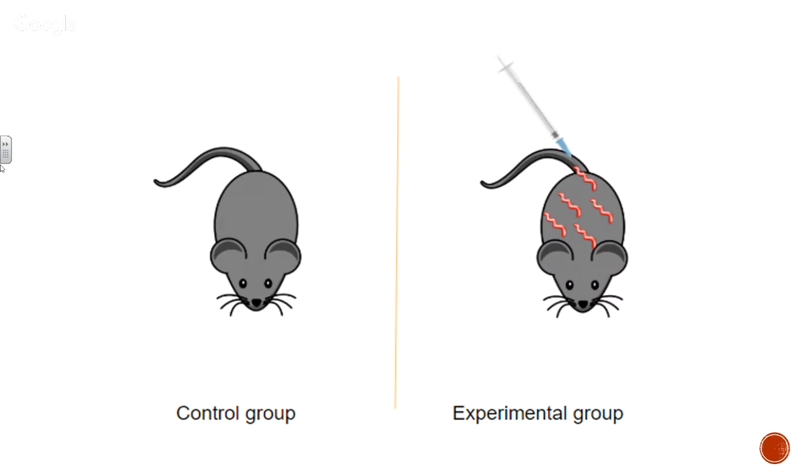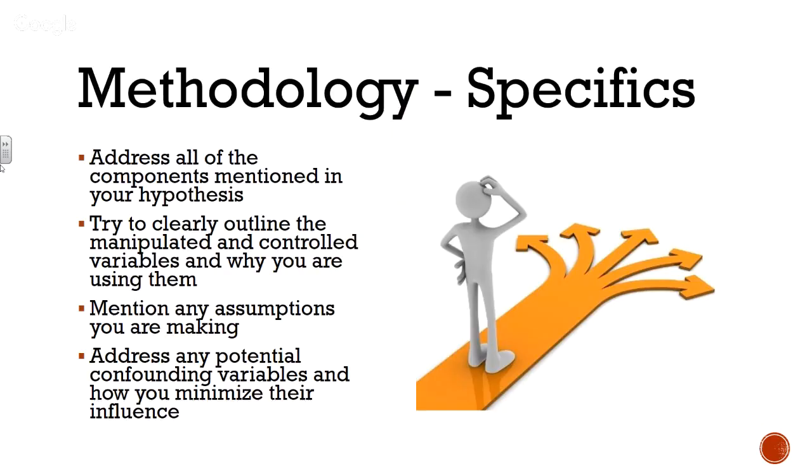Any other questions? No. Okay, Justin? All right. So to go back to the specifics of the methodology, you want to try to clearly outline your manipulated variables. So that was the groups that we just spoke about: your control groups, that being your positive and your negative, and your experimental group.